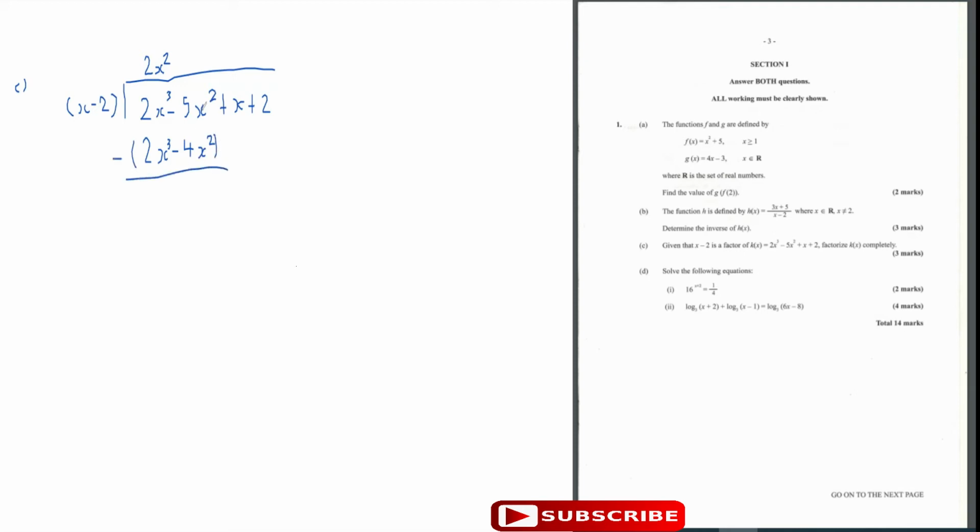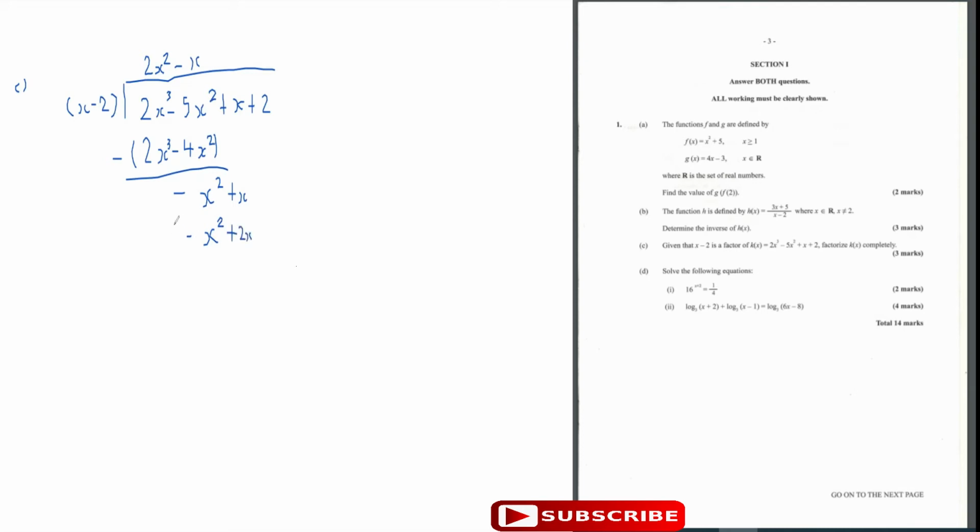We subtract them: minus 5x squared minus 4x squared. Minus and minus give us plus, so we get 4x squared minus 5x squared, that's just minus x squared. And then of course we bring down our plus x. Bringing down our plus x, we're going to say x into minus x squared, that's of course minus x. Then minus x times x gives us back our minus x squared. And then minus x times minus 2 is plus 2x.